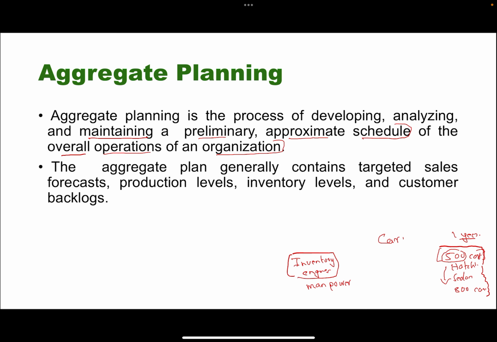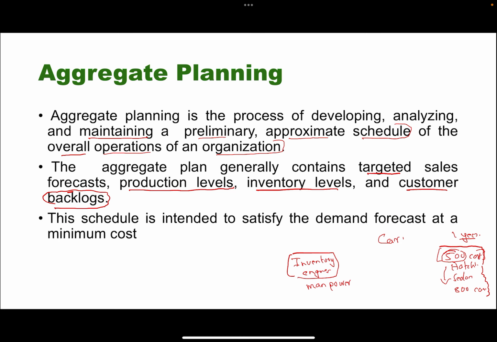The aggregate plan generally contains targeted sales, just like we have the 500 cars. What should be the production level, what should be the inventory level, and how many backlogs you have. That means you commit to supply a product at a later stage. That is called backlog. We will see in detail. And this schedule is intended to satisfy the demand forecast at a minimum cost. So this is the aim of aggregate planning. That means to meet the demand forecast at a minimum cost.